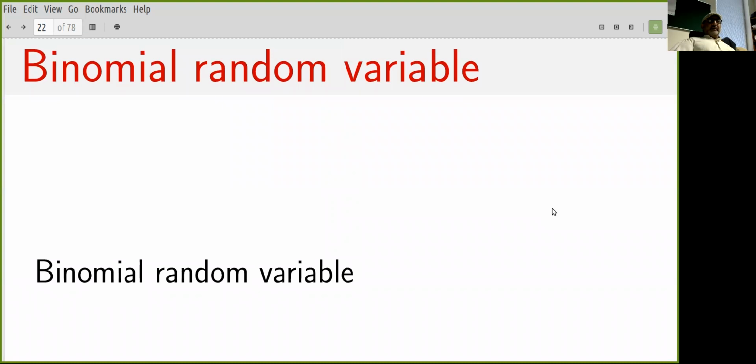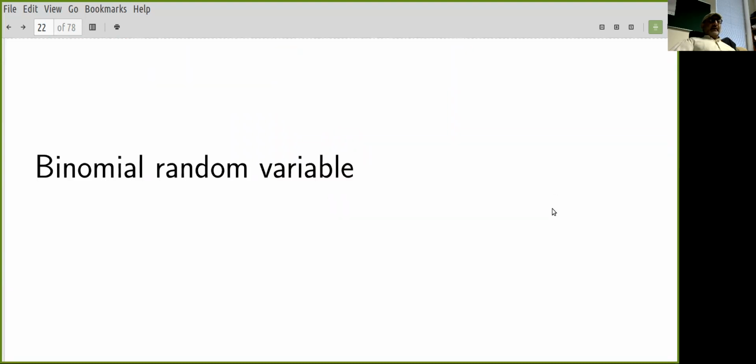Next, the binomial random variable. I'm going to build up the PMF by going through examples and generalizing the examples as we go along, because I want you to see what all the terms mean rather than you just memorizing the formula. Okay.